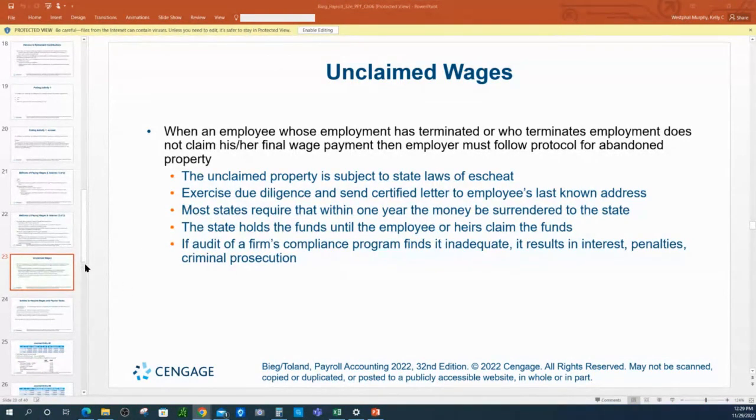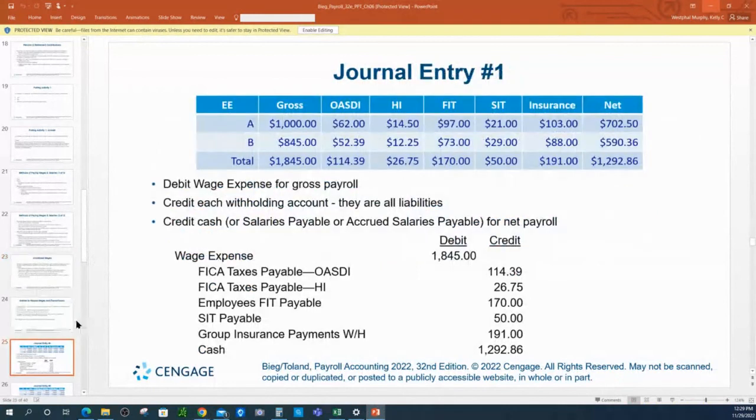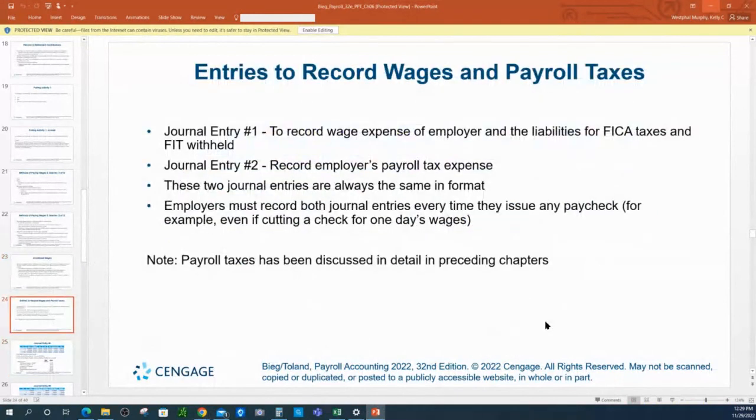So on Thursday, we will go through some journal entries, how to report all of these entries into the accounting system. We already kind of got a little preview of that today, but we'll go through it more in depth on Thursday.